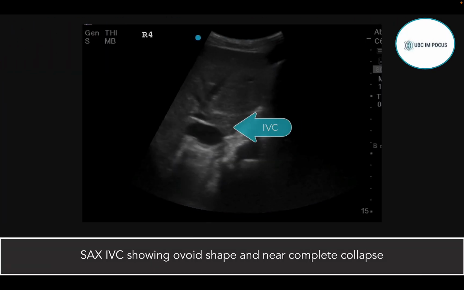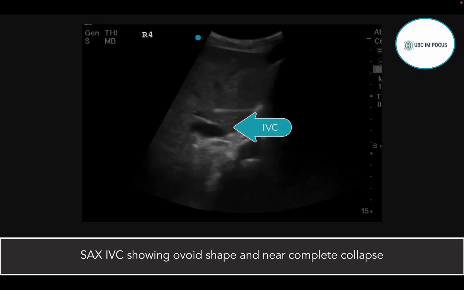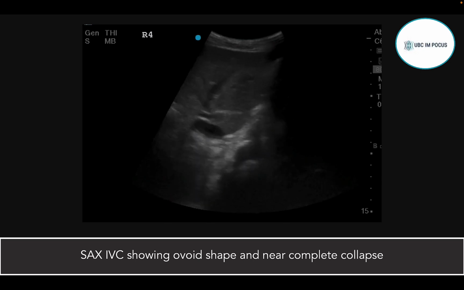Here's another short axis IVC with pretty significant collapse going on, as well as a really ovoid shape. So this would be a non-plethoric IVC in short axis, and we'd want to confirm in long axis as well, of course.